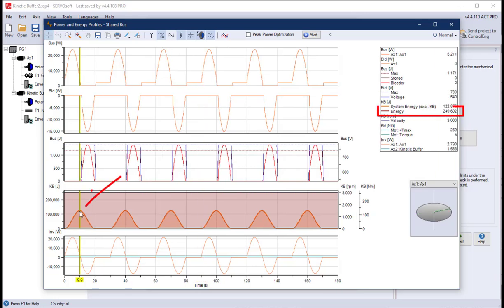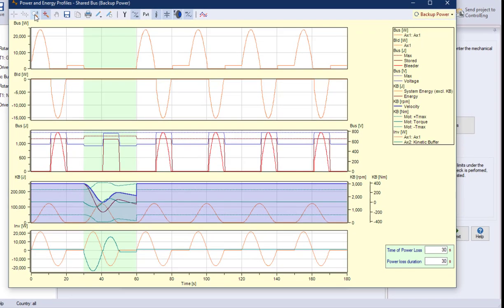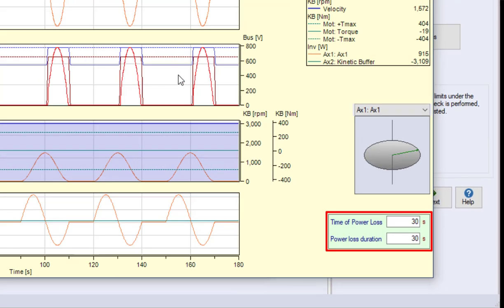With almost 250 kilojoules, we have plenty of energy in the flywheel for one 30-second move. Let's see how it looks in backup power mode. In backup power mode, we have two inputs, time of power loss and power loss duration. And let's deal with one 30-second move.